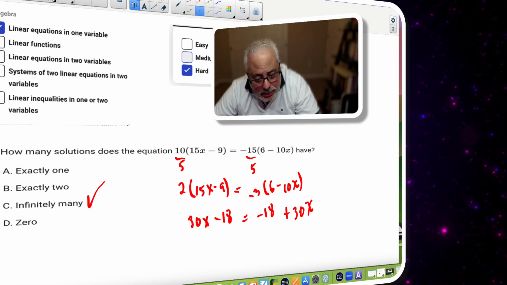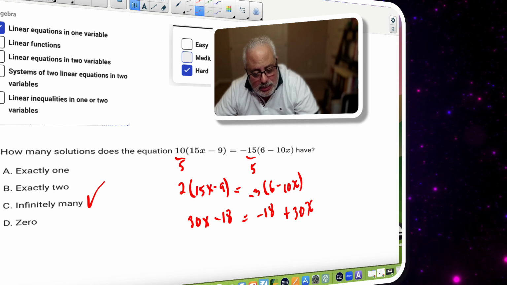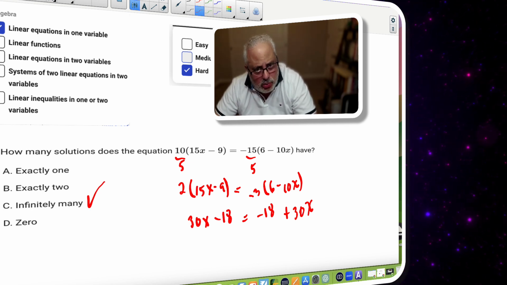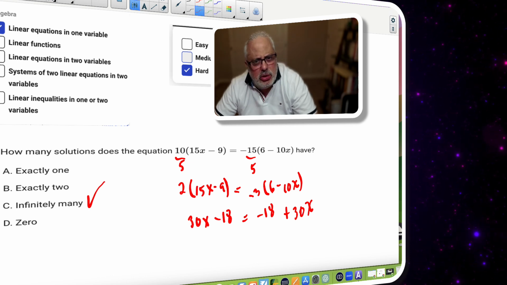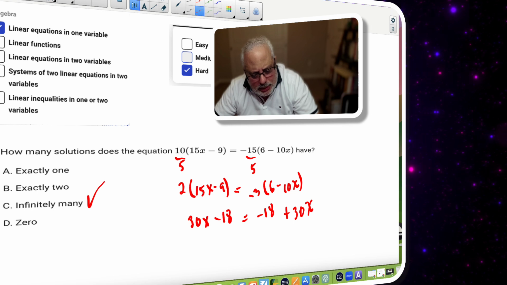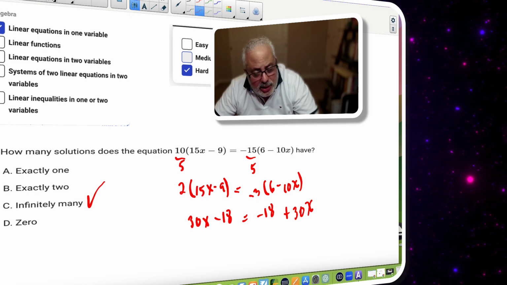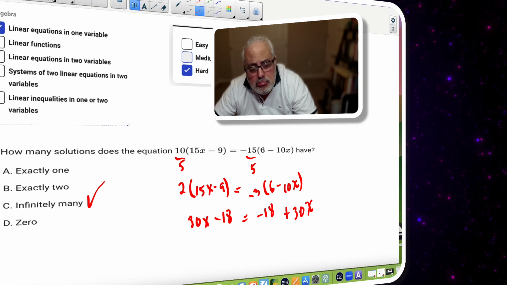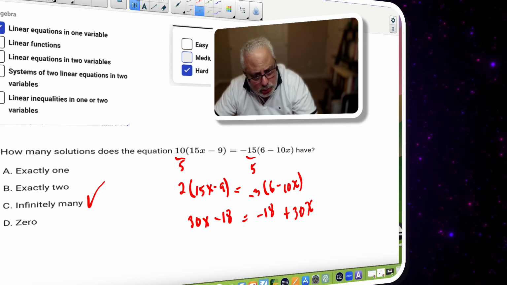8th grade math. This question is 8th grade math. And look at what I did. It's optional, the division by 5. I just did it in order to work with easier numbers. But 30x minus 18, 30x minus 18. Same, equal. Many solutions.